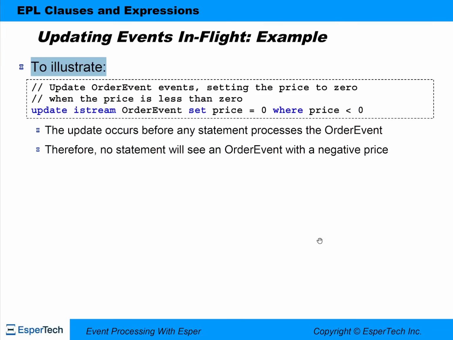This page provides an example for updating events in flight. The statement updates order event events, setting the price to 0 when the price is less than 0. Update istream order event, set price equals 0, where price less than 0. The update occurs before any statement processes the order event. Therefore, no statement will see an order event with a negative price.